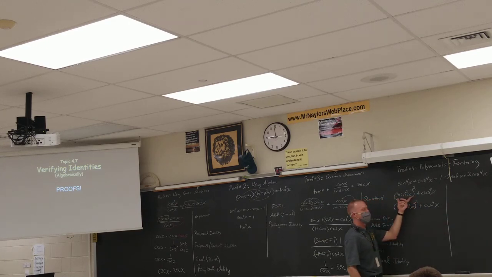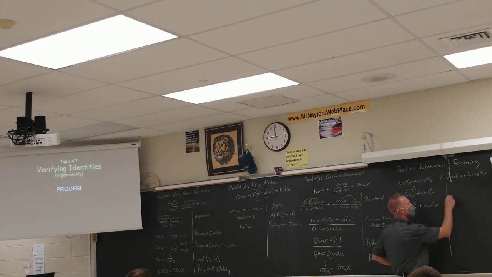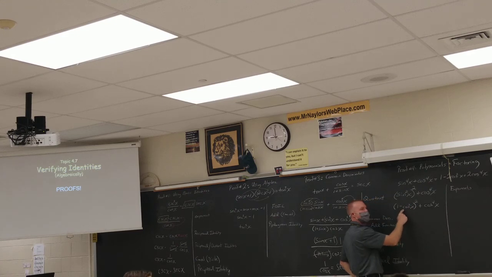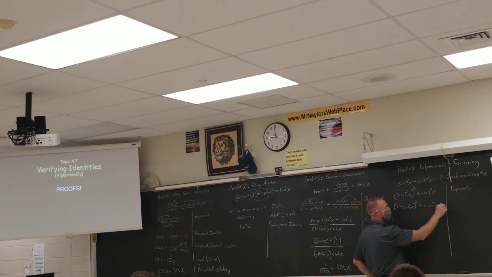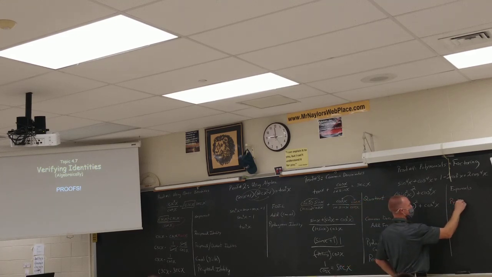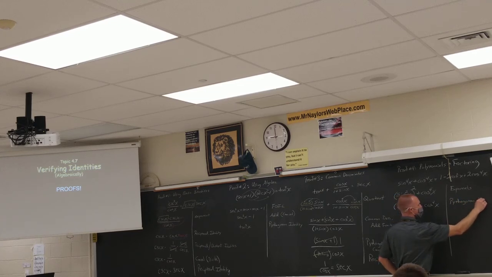It already looks like part of my answer. What was this? Once again, it was some exponents. But this is the Pythagorean identity. And again, that's big stuff. You want to make sure that you say Pythagorean identity.